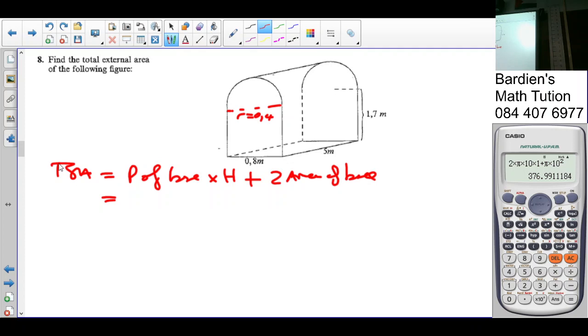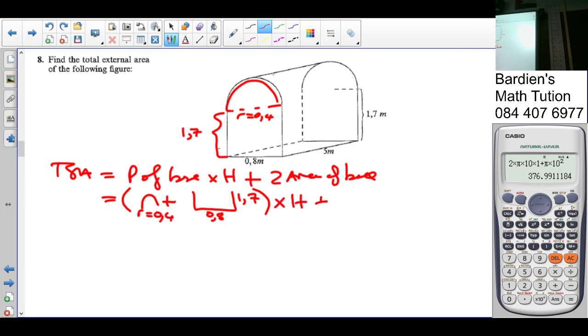Okay? The height from there to there is what? 1.7 meters. So we have all the information needed to calculate this. So in other words, your perimeter is going to be your semicircle plus that figure, which is measuring 0,8 by 1.7 times 2. The perimeter of the base is the semicircle part with radius 0,4, times the depth of the object, plus twice the base area.